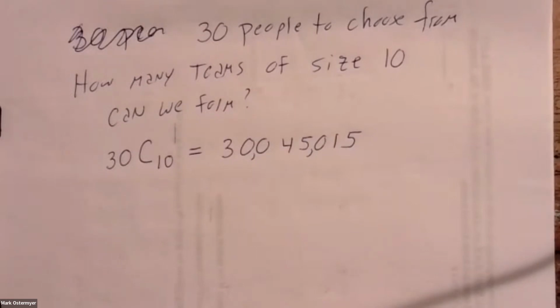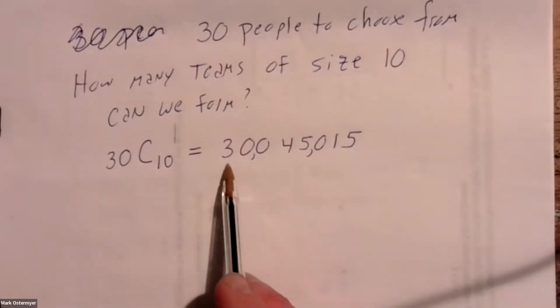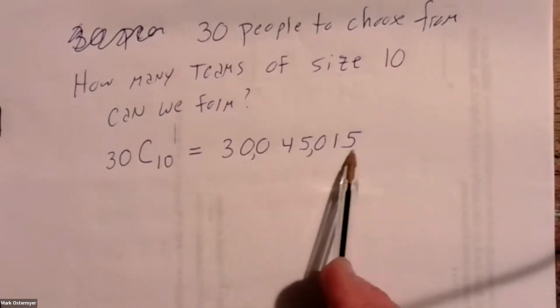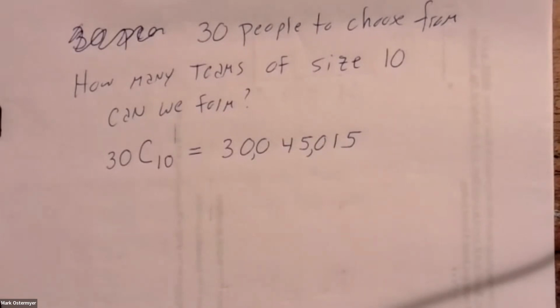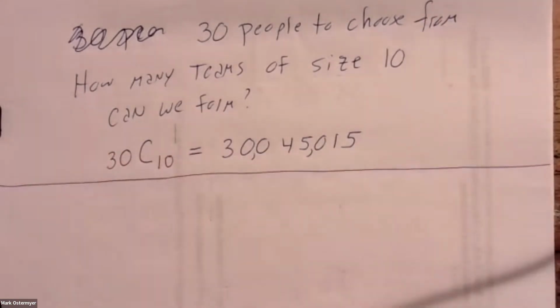How do we read this number? There are how many teams of size 10 that can be formed from 30 people if the order in which we select them does not matter? There's 30,045,015 teams. Could you imagine trying to sit here on your piece of paper, trying to enumerate all of those teams of size 10? Not only would it take a long time, ladies and gentlemen, the probability as human beings of getting that correct is pretty much 0% chance. All right. This is a situation where computers come in very handy in dealing with large numbers involving combinations and or permutations.